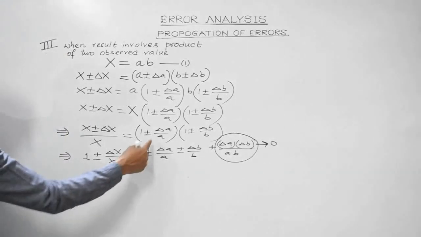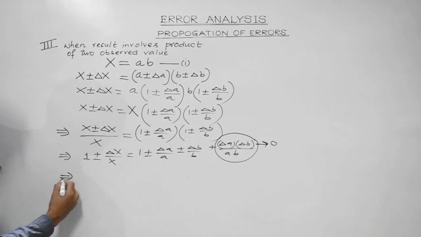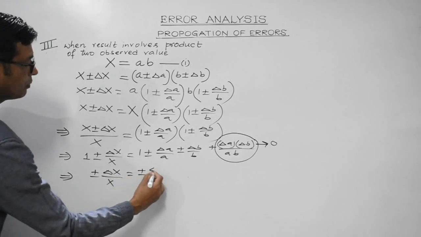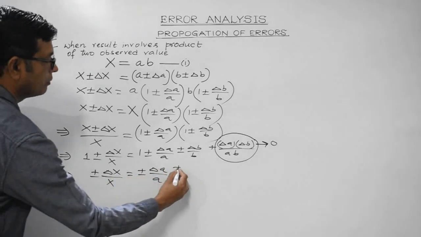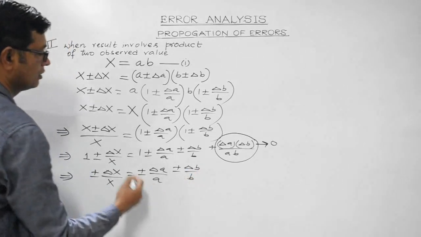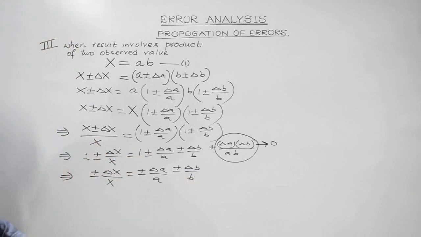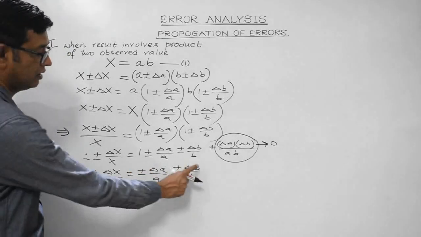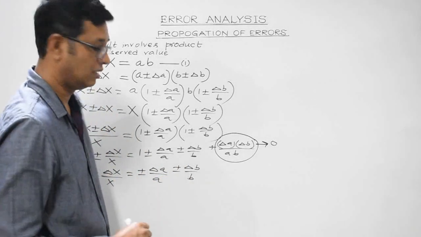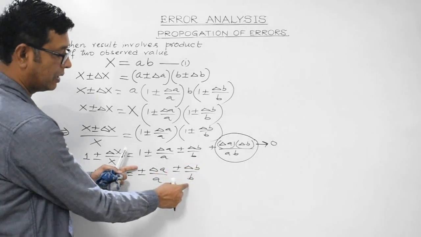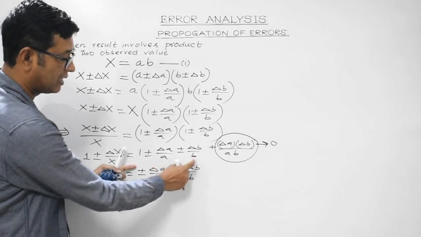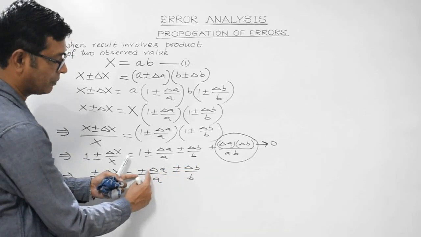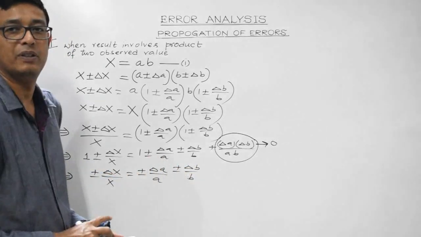Therefore, the 1 will get cancelled. So we'll be left with plus minus del x by x is equal to plus minus del A by A plus minus del B by B. This 1 will get cancelled. Right? So students, again, on the right hand side we are getting 4 results: plus del A by A plus del B by B, plus del A by A minus del B by B, minus del A by A plus del B by B, and the fourth one is minus del A by A minus del B by B.